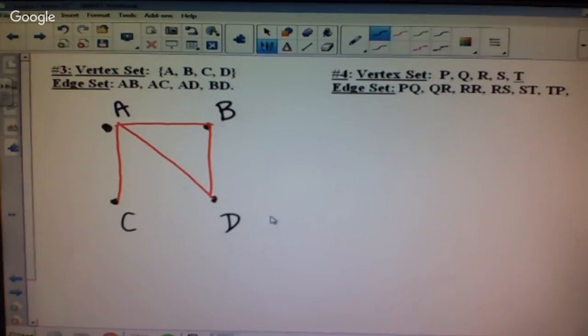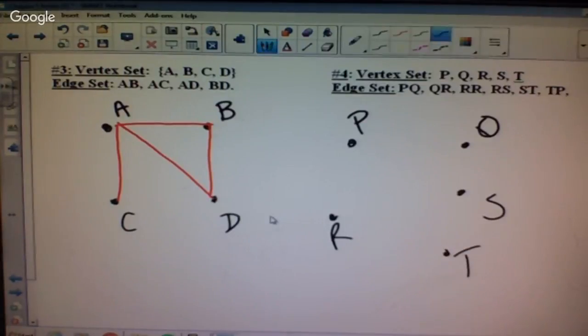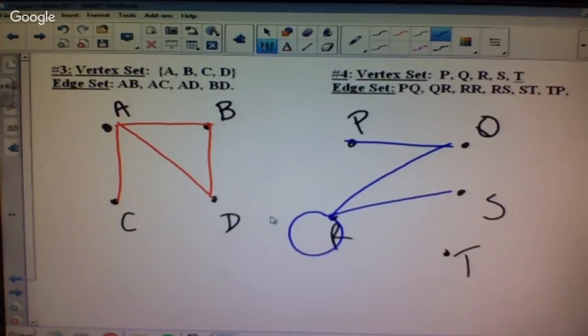Graph number 4 has 5 vertices. We've got P, Q, R, S, and T. P to Q is my first edge. Q to R. R to R, which means I'm drawing a loop. Good. R to R is a loop. And then R to S, S to T, and T to P.